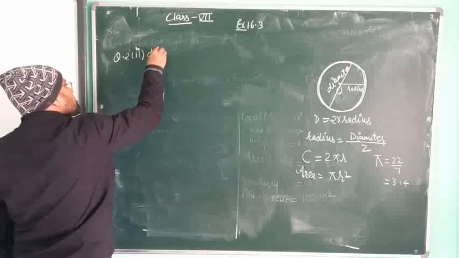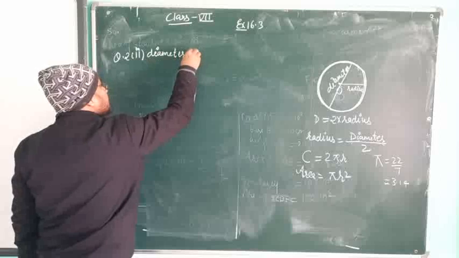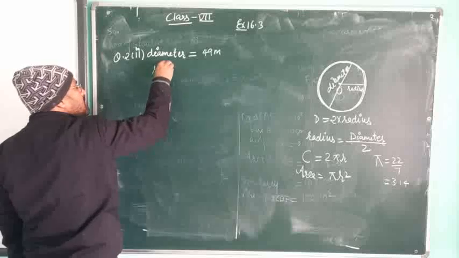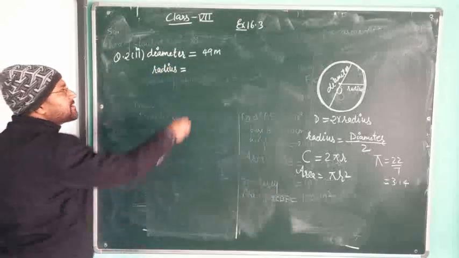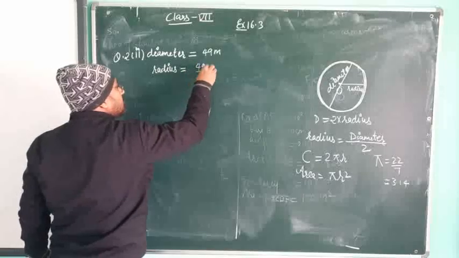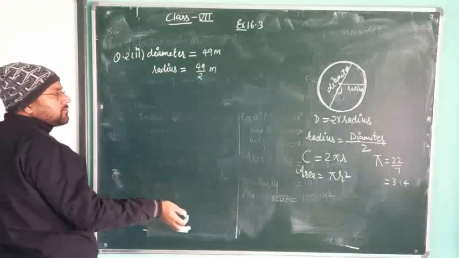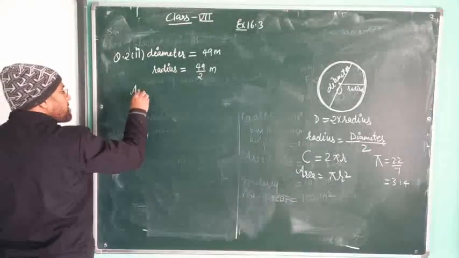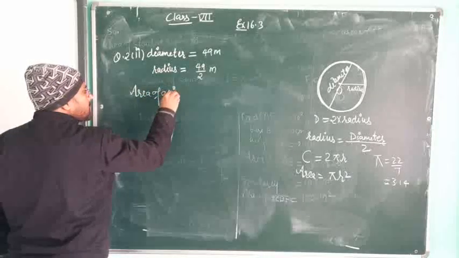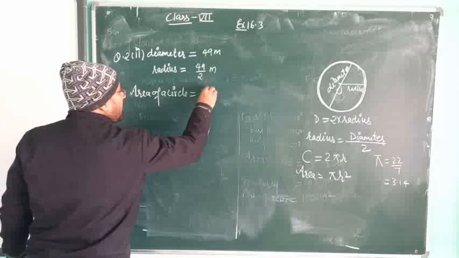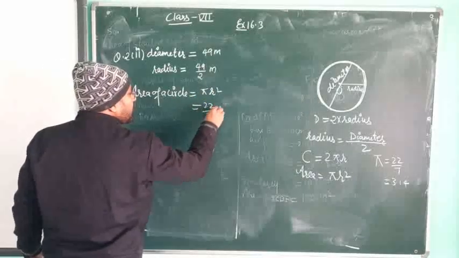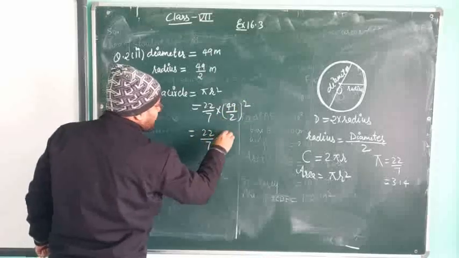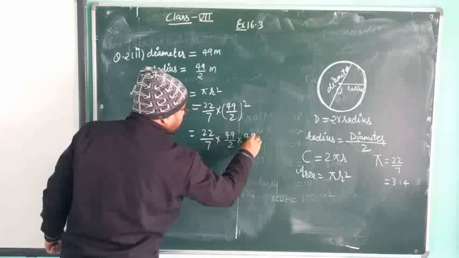When the diameter is given as 49 meter, what about the radius? Radius is equal to diameter by 2. 49 by 2, and that is in meter. Okay, no problem. It is not going to cancel, or no need to cancel this one. Area of a circle is equal to pi r square. 22 by 7 into r, 49 by 2 whole square. So 22 by 7 into 49 by 2 into 49 by 2.